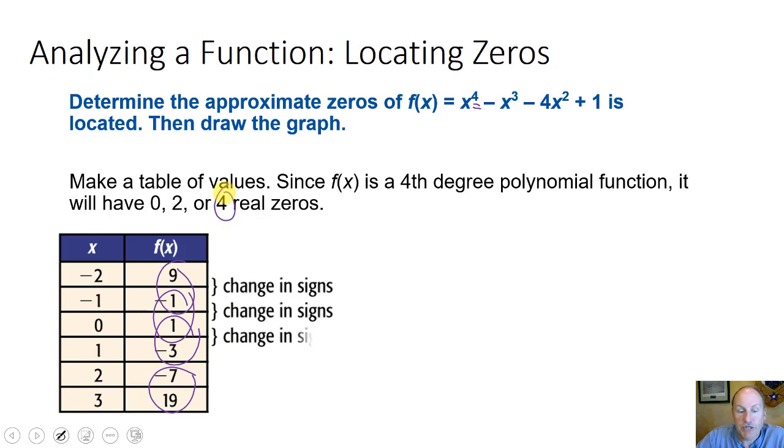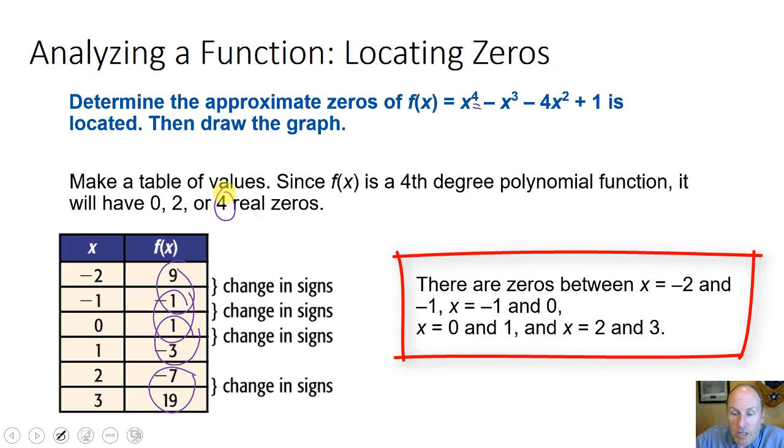Anywhere there's a change in signs from positive to negative or negative to positive means that there has to be a 0 there, by what we're calling the location principle. So we know there's a 0 between -2 and -1. We know there's a 0 between x equals -1 and 0. We know there's a 0 between x equals 0 and x equals 1. And we know there's a 0 between x equals 2 and x equals 3.